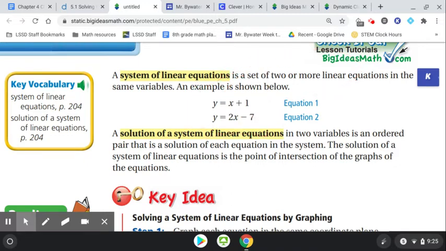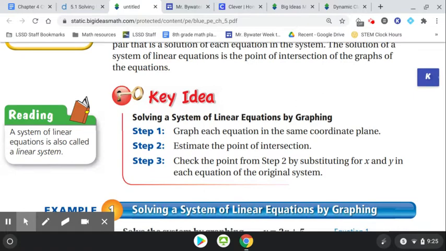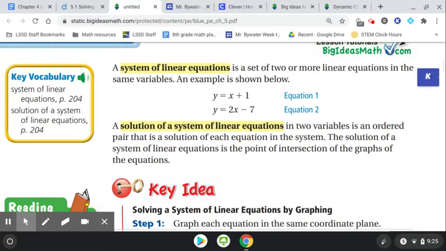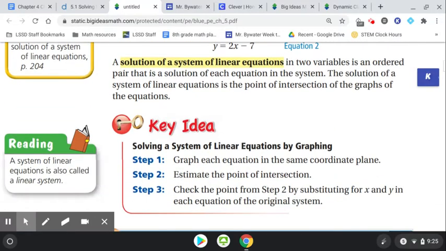Here's an example. And a solution to a system of equations is just a point (x, y) that will satisfy both equations, that will work for both equations, which is a tricky thing to find, which is why I'm going to teach you the graphing method. In the graphing method, all I'm going to do is graph both of my equations, and I'm going to look for where they intersect.